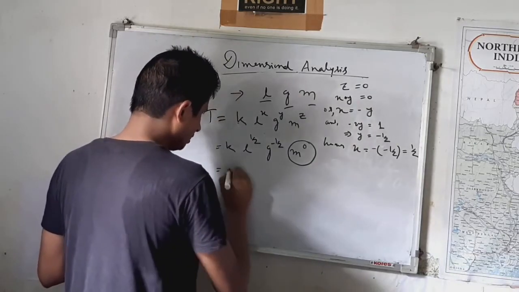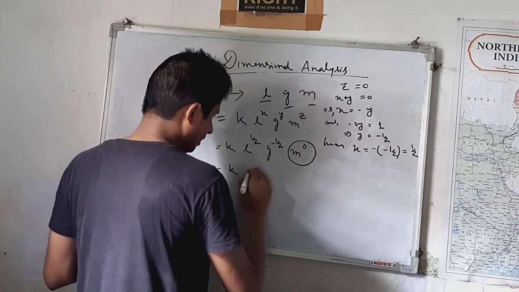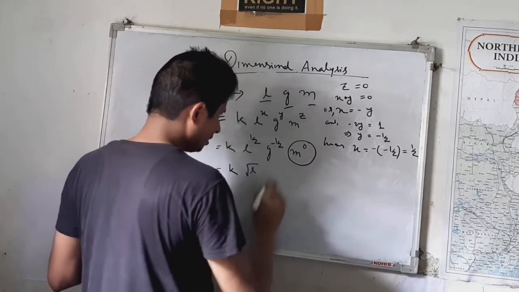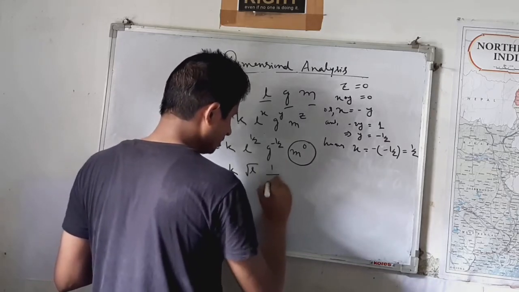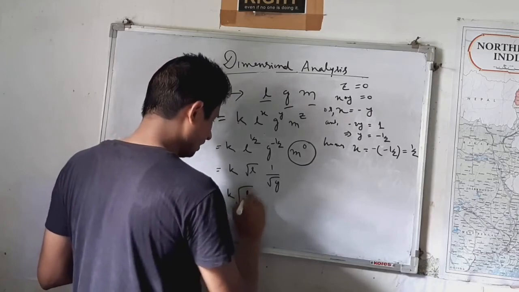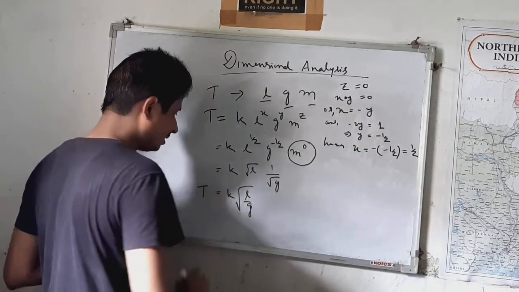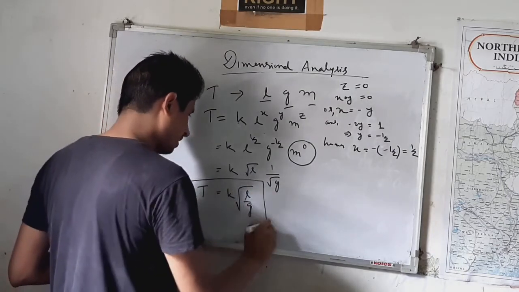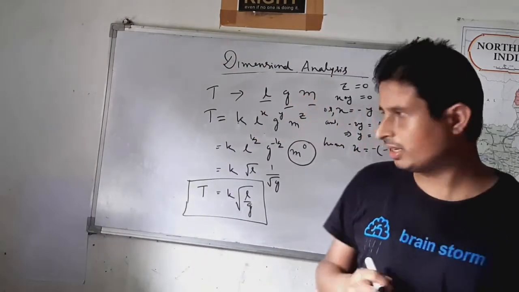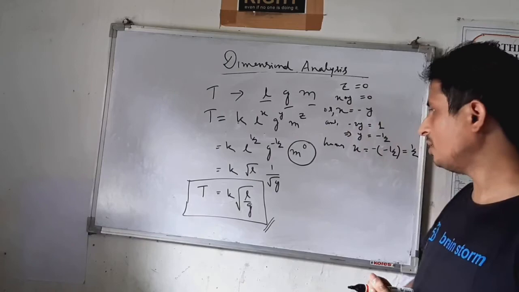So this expression can be written as L to the power half, and g to the power minus half, so it is simply square root of L by g. So this is the expression of time period. By using dimensional analysis, we can derive the expression of time period of a simple pendulum.